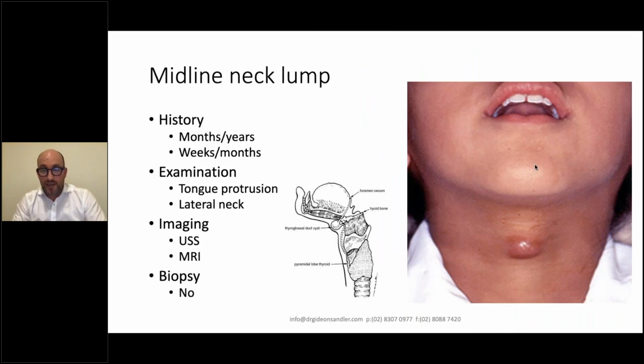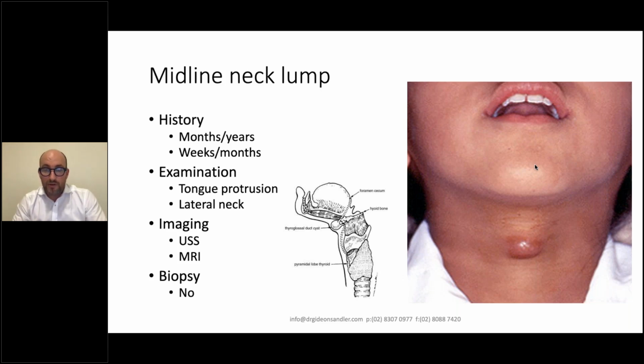This is a neck lump which will be familiar to many of you. It's a patient that presents with a midline neck lump, which has been present for some time, usually months, potentially years, and it may or may not have become infected or discharged pus. And this is a thyroglossal duct cyst. This is a photograph of a thyroglossal duct cyst.